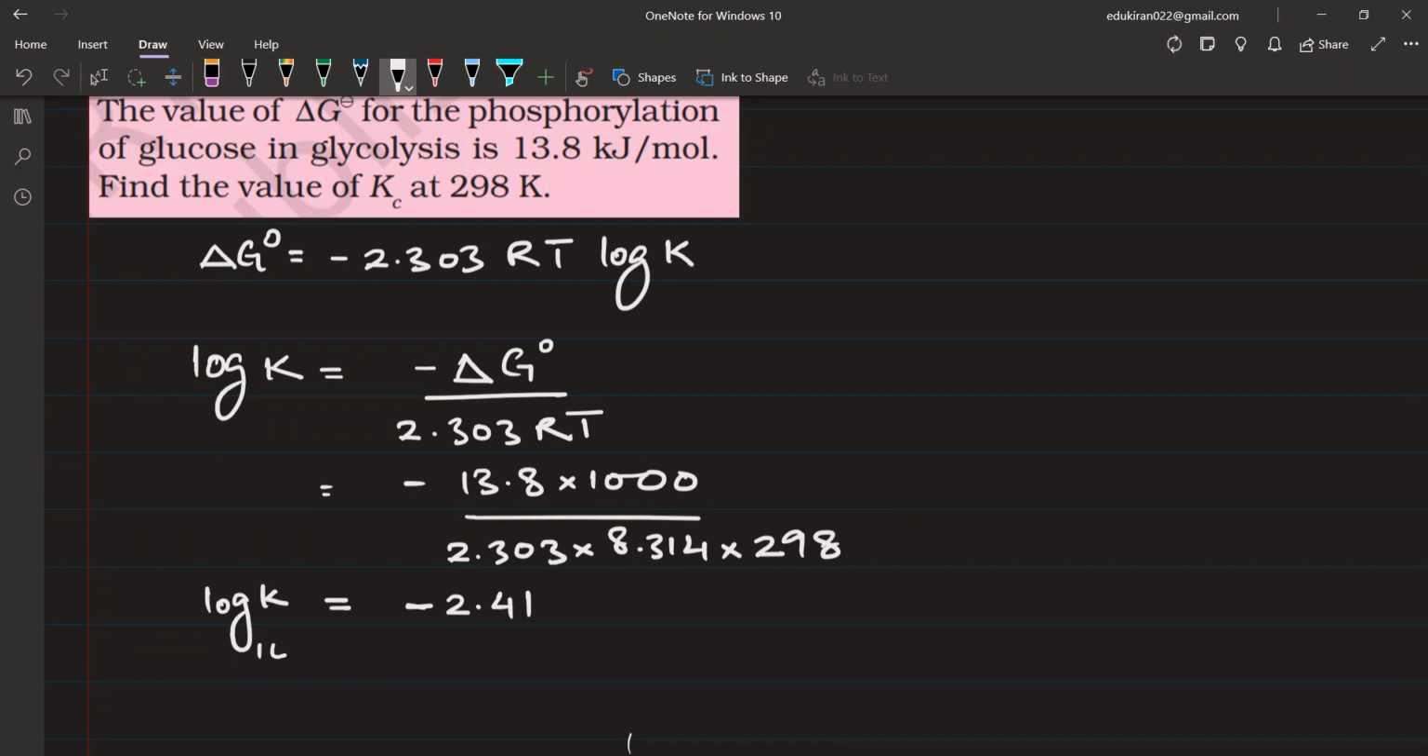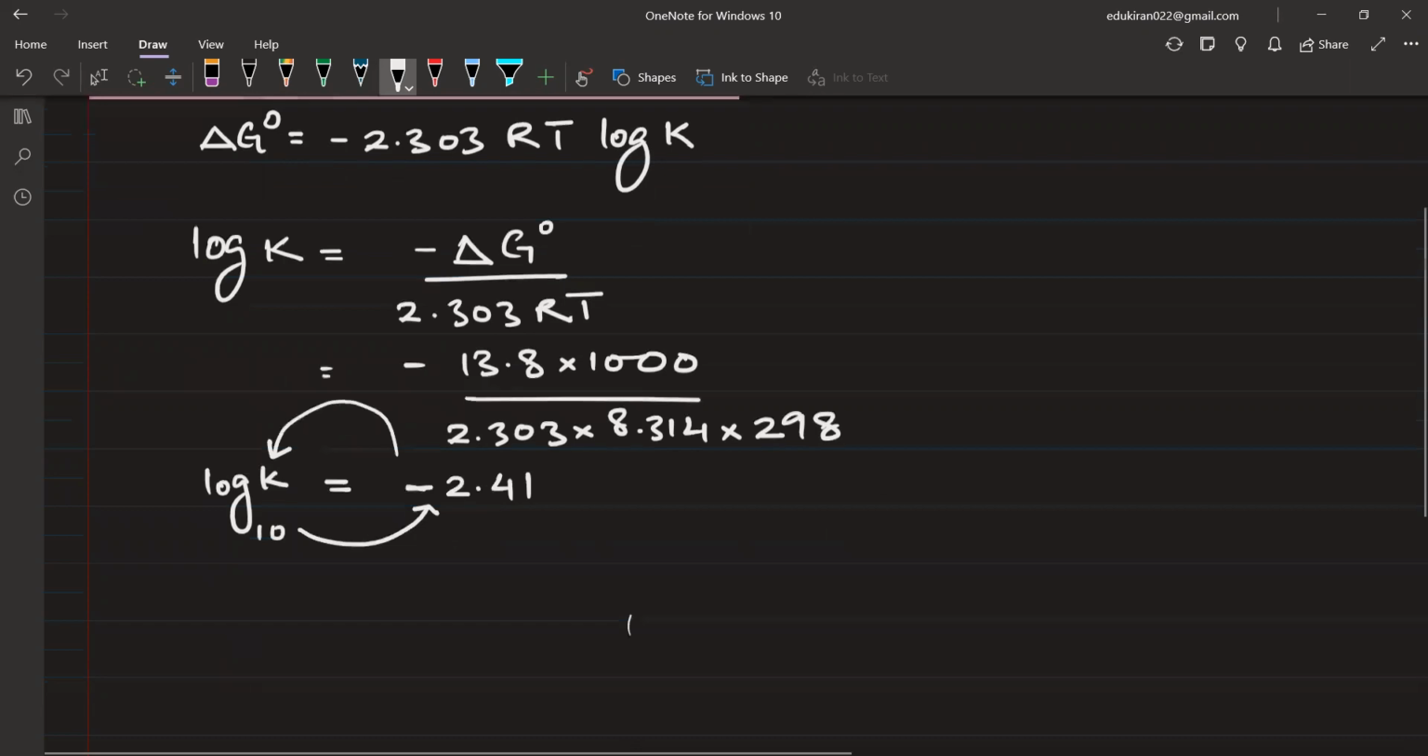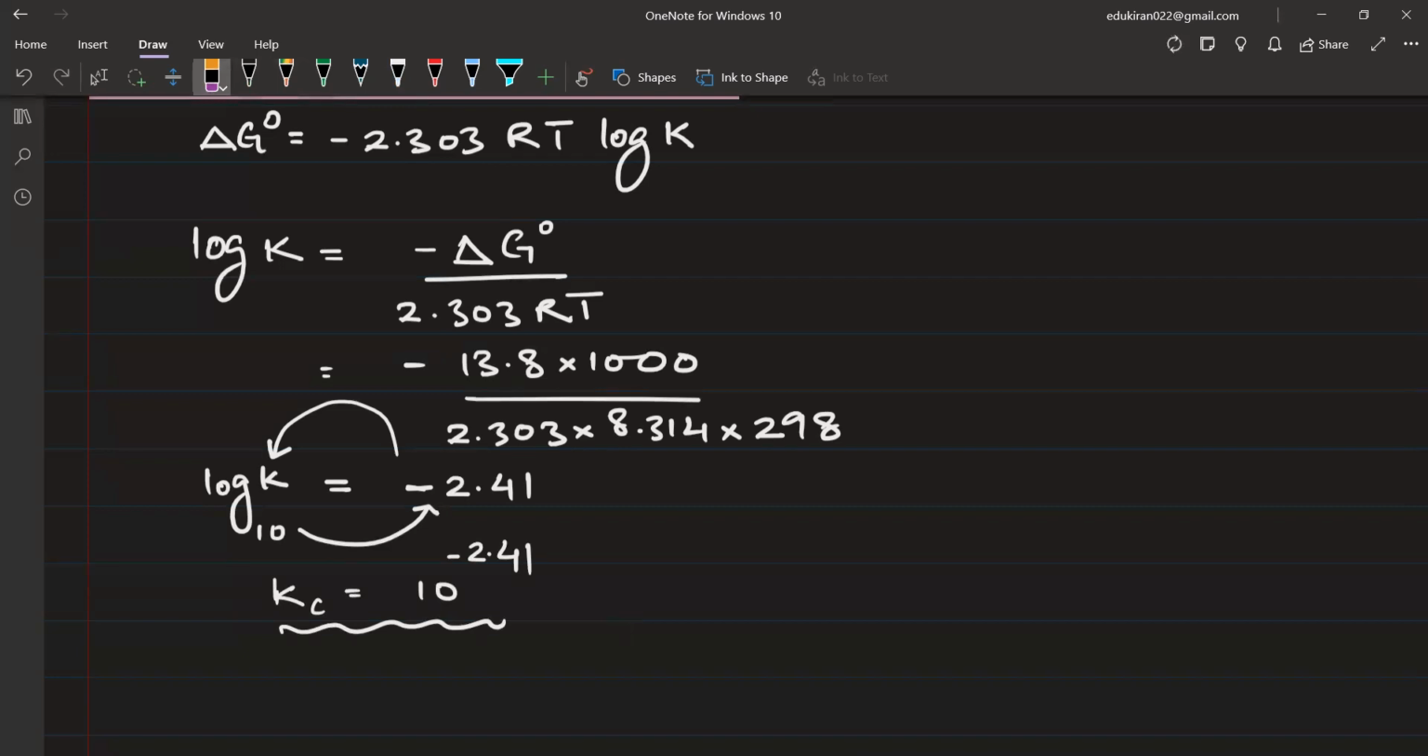Then you just now need to know how to calculate this. 10 to the power of minus 2.41, and this will be equal to K, right? So K is equal to 10 to the power minus 2.41. आपको बस अभी ये कैलकुलेट करने नहीं आता है ना? वो हम सिखा देंगे, तब you will get the answer exactly.